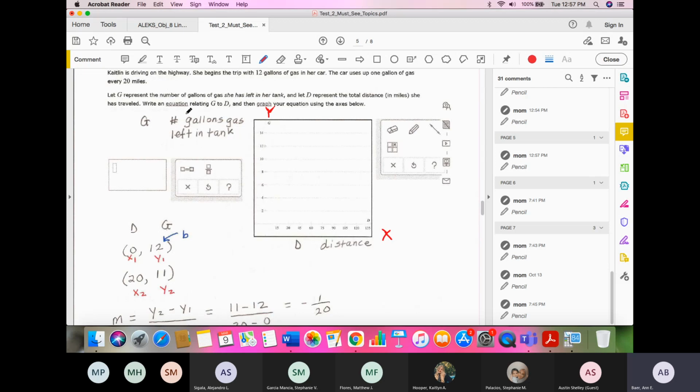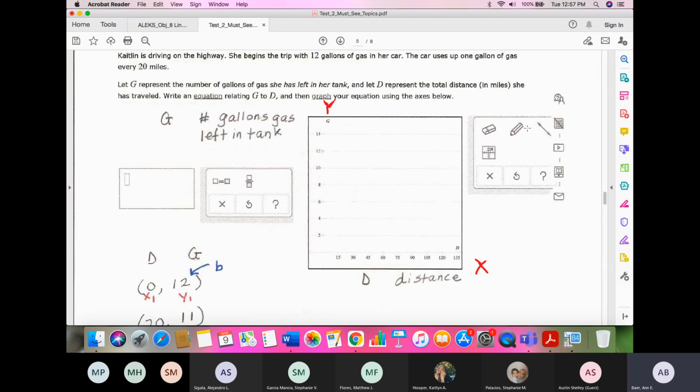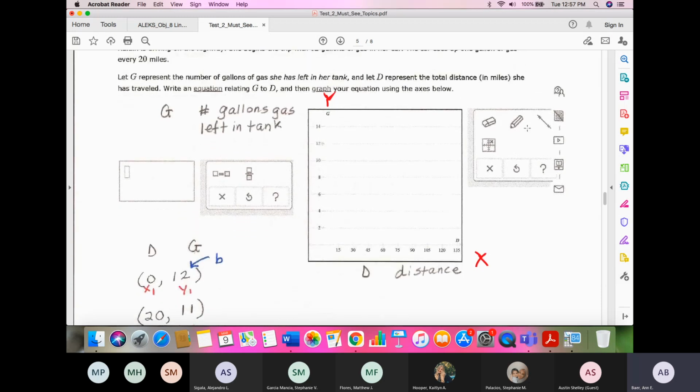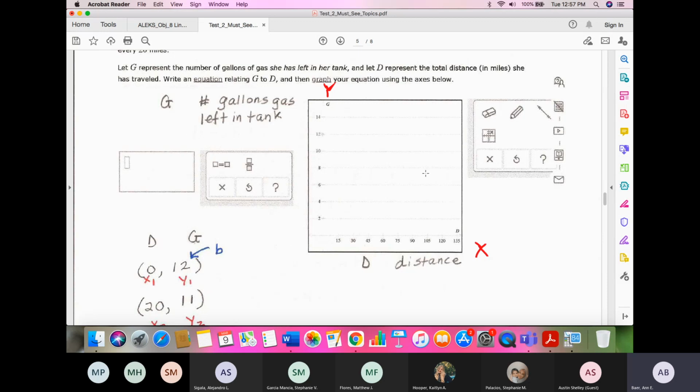So G is the number of gallons of gas left in the tank. D is the distance. So I would start with always choosing 0 for, in this case, D. Whatever the variable is on the x-axis, I would choose 0 for that. So I chose 0.